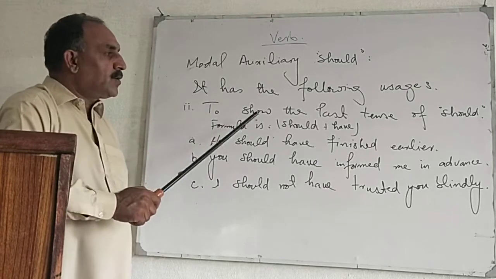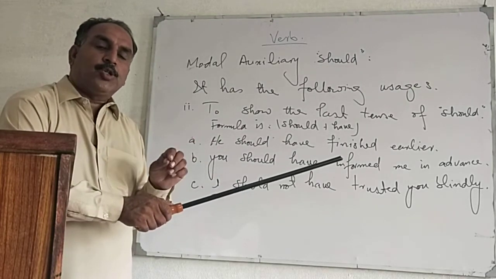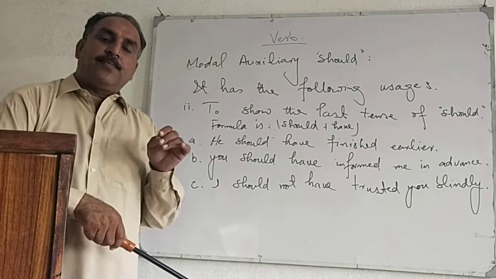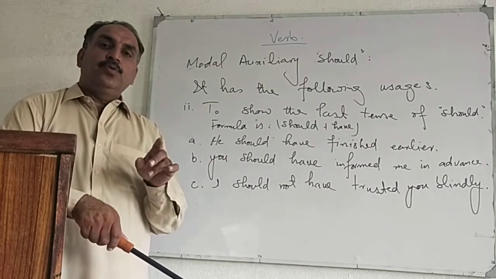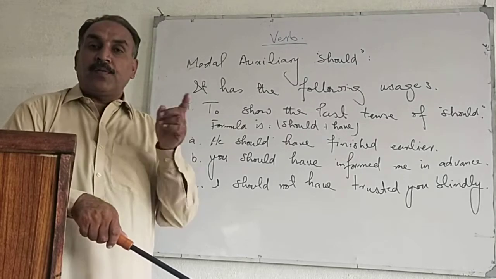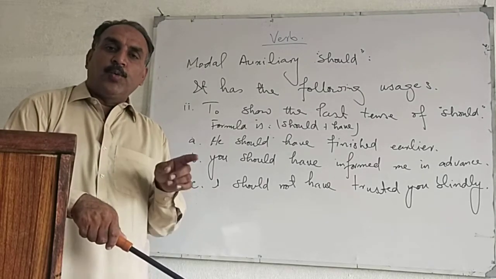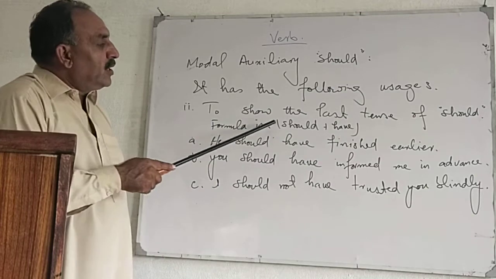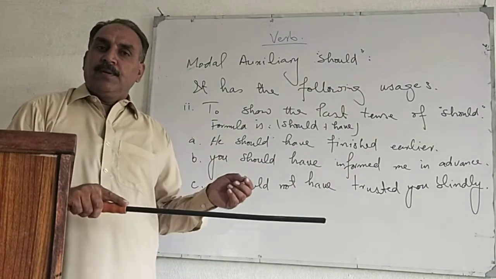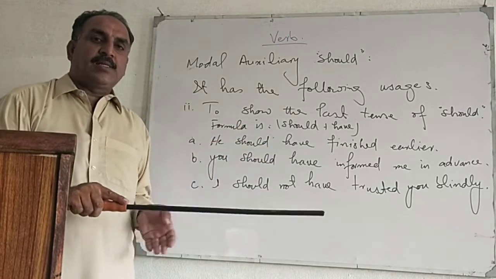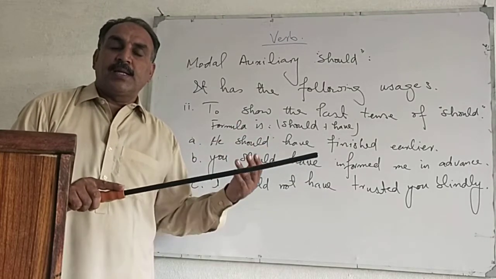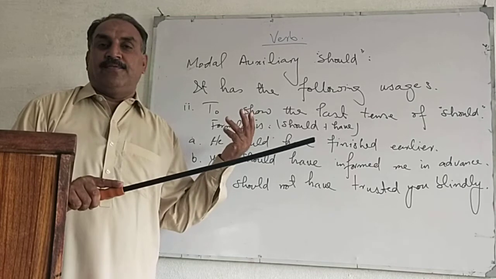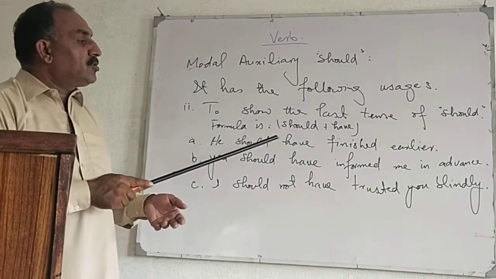The second usage of should is to show the past tense. We use should as a past form of shall, but we also use should as a past form of should itself. But in that case, we add have with it. The formula is should plus have. In the first usage, I said that it is used for Urdu chahiye, a necessity. But when you say chahiye tha, should have. For example, he should have finished earlier.